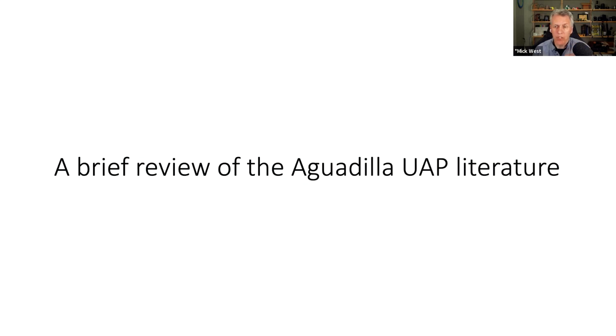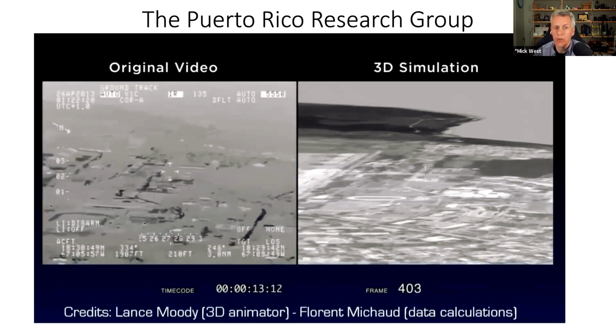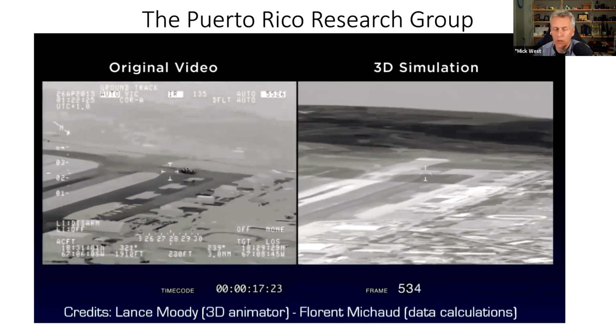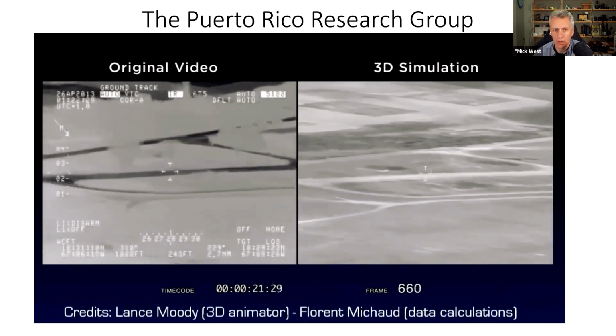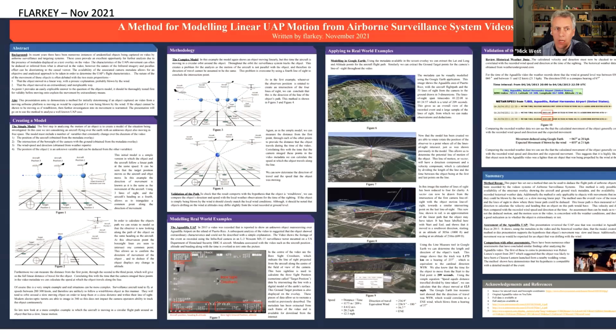This isn't Mick West versus the SCU, though. I'm not trying to be like, me versus them. Lots of people have actually looked at this case and have done line of sight analysis. Here's a few of them. There's the Puerto Rico Research Group, which is a Facebook group. Lance Moody and Florent Michaud did this very nice 3D simulation, similar to mine. Shows the same type of thing, something moving slowly over the airport.